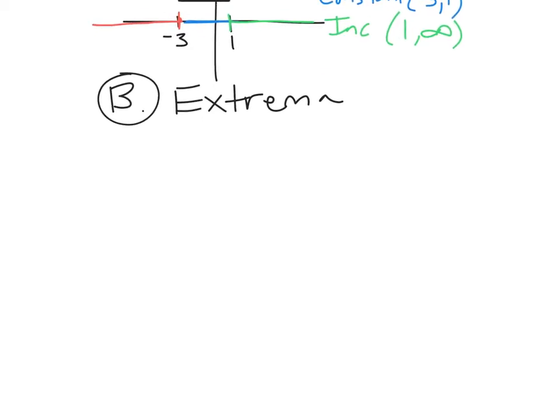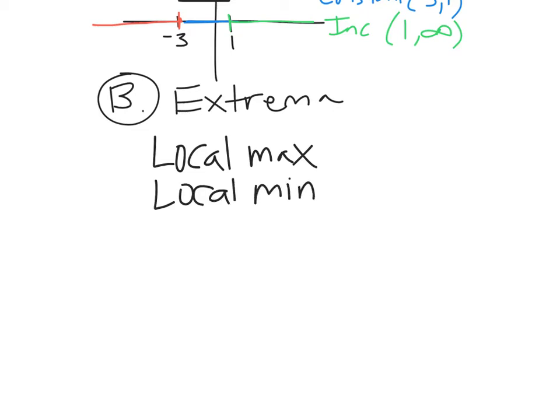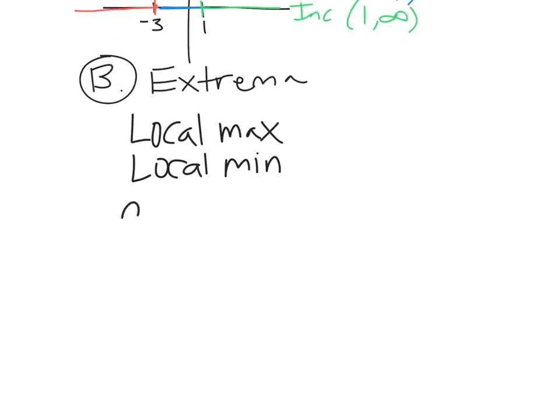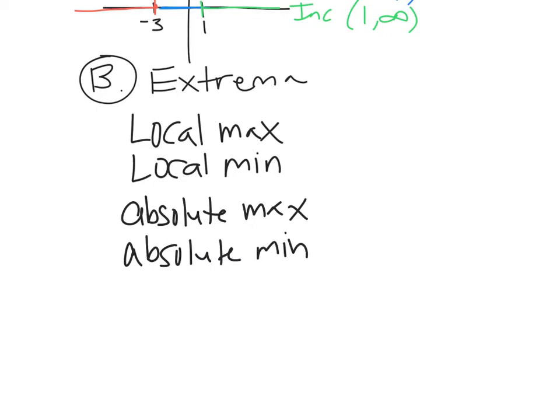Now, we have some words that we need to know. So we have something called a local max, local maximum. I always just shorten it, local max. And then we also have something called a local min. Okay. We also have an absolute max and an absolute min. So let me go ahead and draw a picture for you, and I'll tell you which one's which.